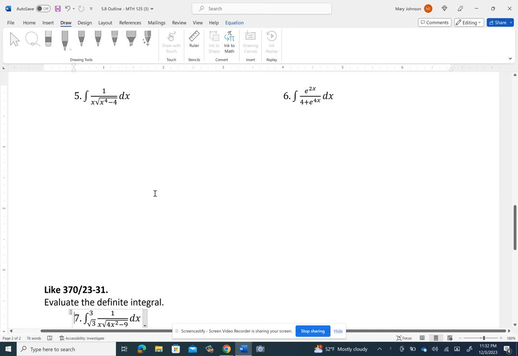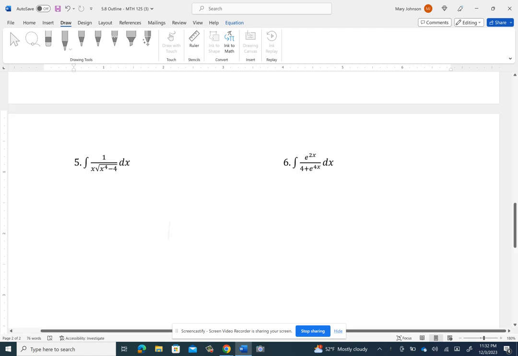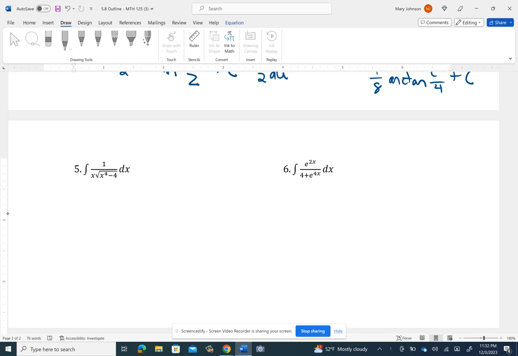All right, let's go ahead and take a look at question number 5 in this video. Now, with this one, it has an x out in front, a variable expression out in front of the square root part. This makes me suspicious it's arcsecant. Okay, there we go. Looks like it's arcsecant. But we'll see, we might need to make a little bit of adjustment to make it match.